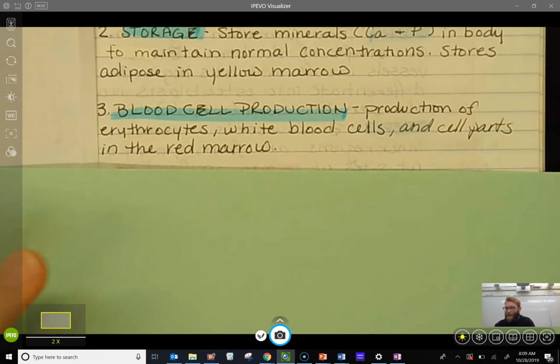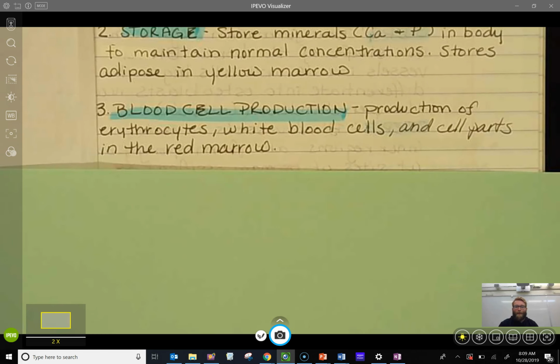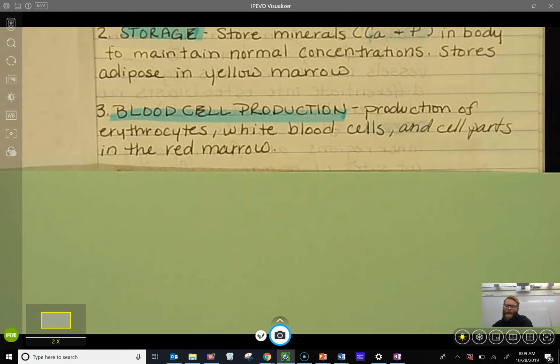Another function of the skeletal system is blood cell production. It's producing not only your erythrocytes, but also a lot of your white blood cells and some other cell parts like platelets and other fibers found in your fluid connective tissue. These are all produced inside of the bone, specifically in your long bones, like the humerus and femur, as well as some of your flat bones, like your ribs and scapula, which are very vital for the production of different blood cells. And this all happens in the red marrow of the bone.